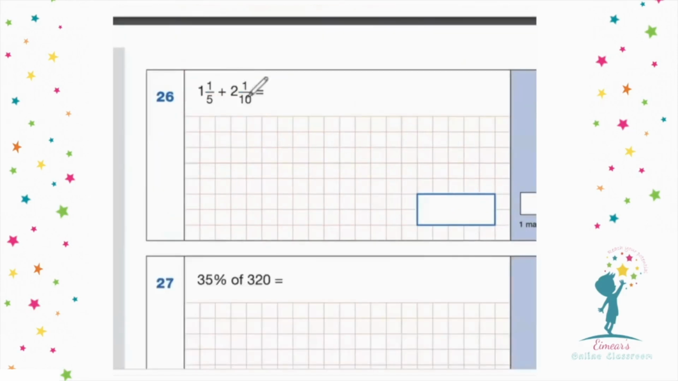1 1/5 plus 2 1/10. So what we want to do is change these to common denominators. So 1/5 is the same as 2/10. So we change it to 1 2/10 plus 2 1/10. Let's add the whole numbers first. 1 plus 2 is 3. And 2/10 plus 1/10 is 3/10. So our answer is 3 3/10.